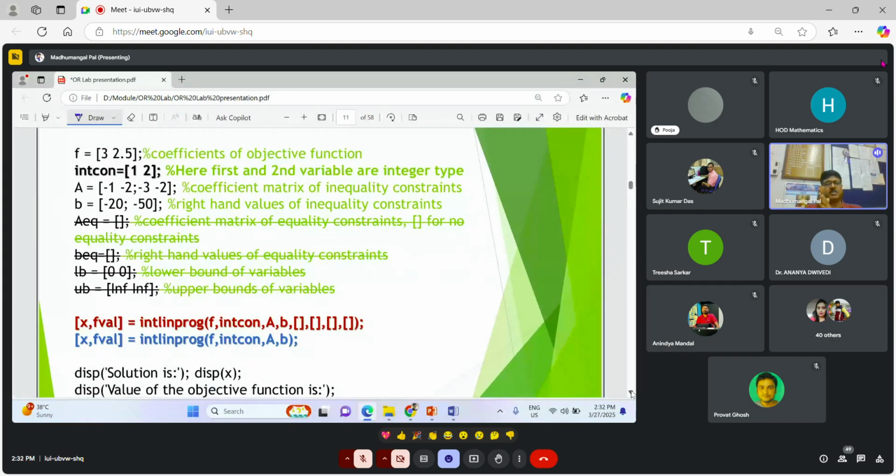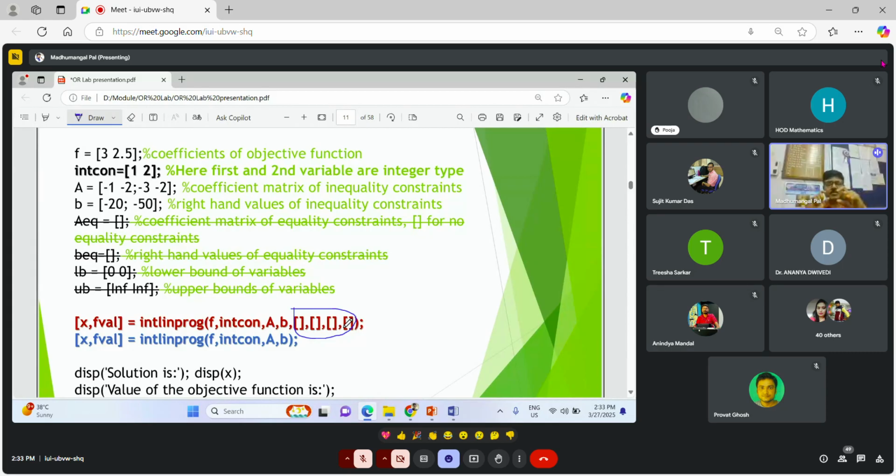And there is another variation of this problem. For this problem there is no Aeq, beq, lb and ub. There is no equality constraint, so we can remove Aeq, beq, lb, ub. If we remove these, we can use this type of representation. This is a very interesting issue. All these things are written as empty vectors. These are four empty vectors. The first vector represents Aeq, the second vector represents beq, the third one is lb, the fourth one is ub. You can write in this way.